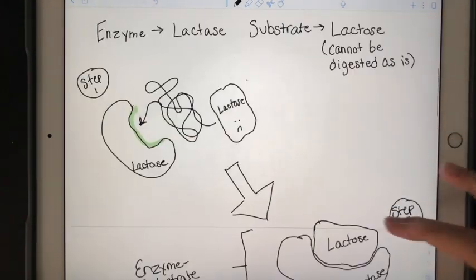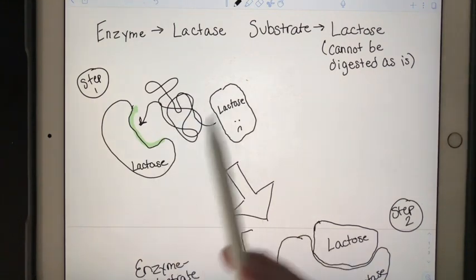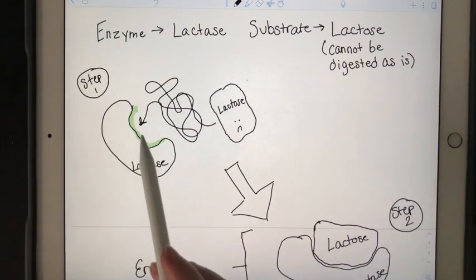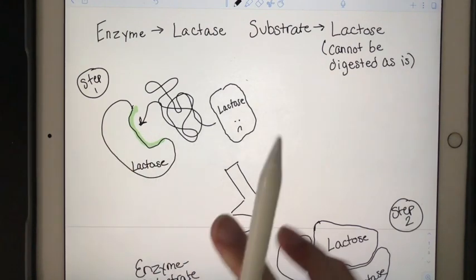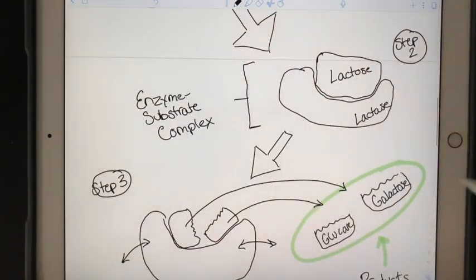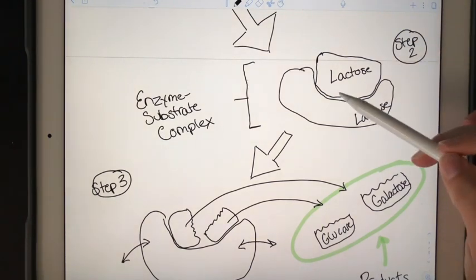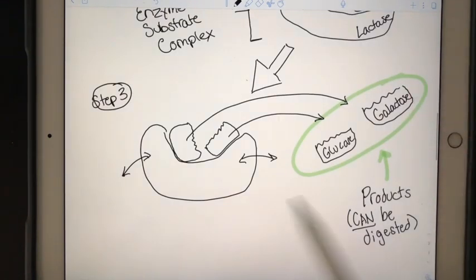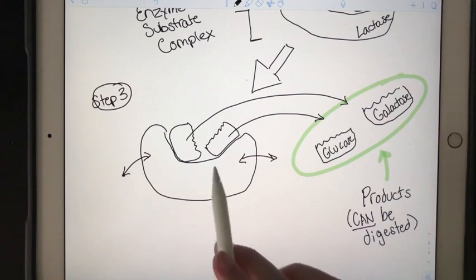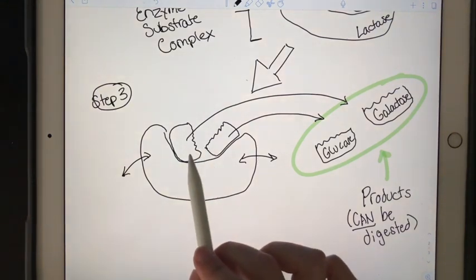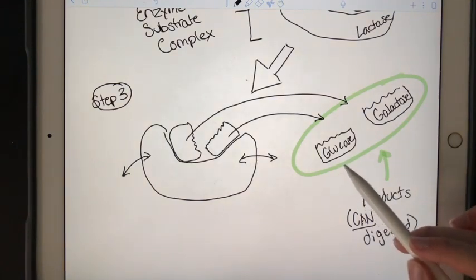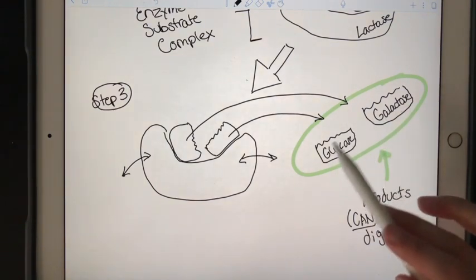So we have step 1, the lactose moving around in the cell. Eventually it's going to hit a lactase at the active site. Then we have step 2, which is it's stuck in that active site. There's some charge interactions going on between the substrate and the enzyme. And then we get some motion here, and eventually our substrate is broken. Here we broke lactose down into glucose and galactose. Those are our products.